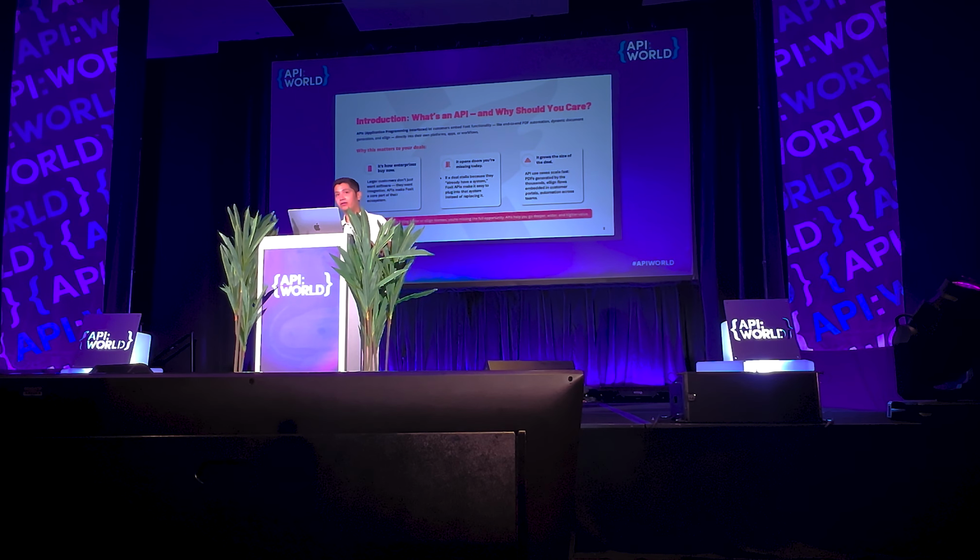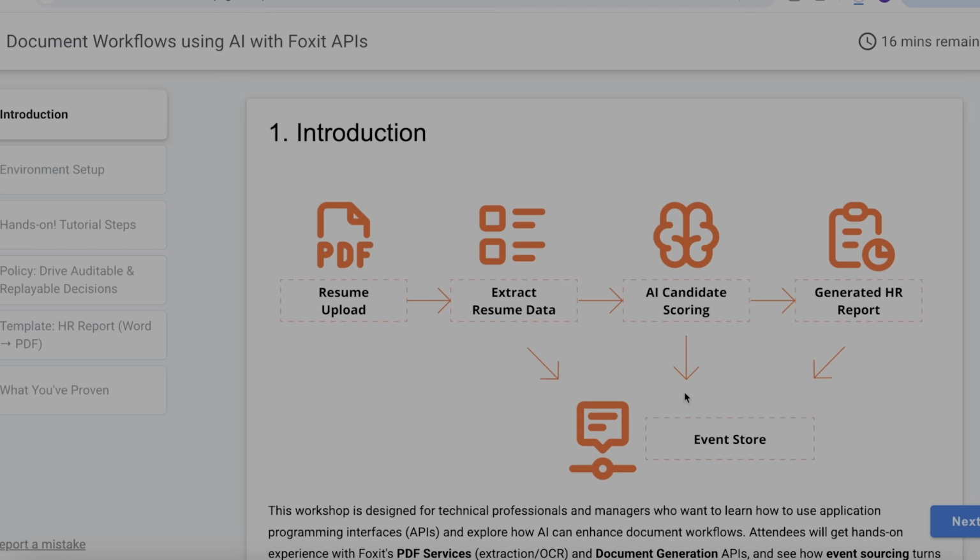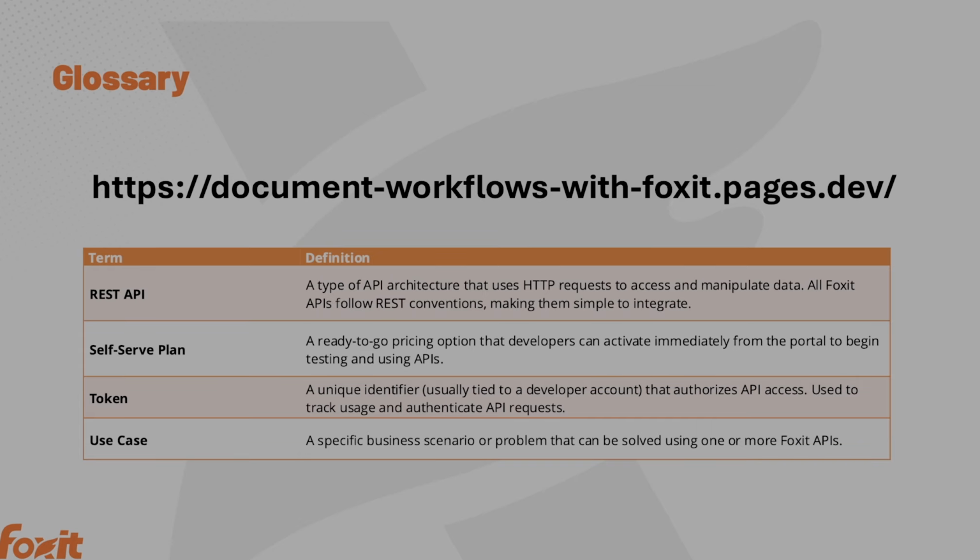And for this specific talk, what I'll be doing is showing a live demo, and I'll be having a workshop. So if you have your laptop, you can follow through this coding example. Let me head over here to my document workflows. Let me share this link with you on the screen. You should be able to go here, document workflows with foxit.pages.dev. You can access this link and play around with the playground that we built here. This will allow you to experience how to tie in AI workflows with document workflows specifically.